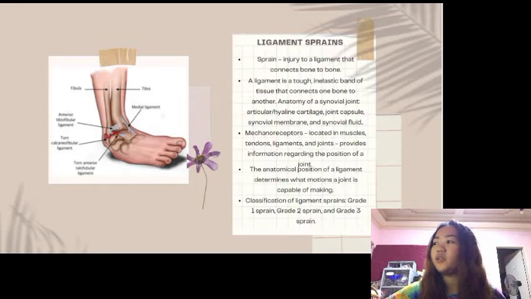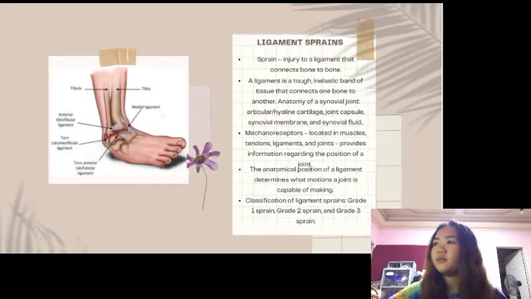The types of classification of ligament sprains are grade 1 sprain, grade 2 sprain, and grade 3. In a grade 1 sprain, there is stretching or slight tearing of the ligament with mild tenderness, swelling, and stiffness. The ankle feels okay and it is possible to walk with minimal pain. The grade 2 sprain is a more severe sprain, an incomplete tear with moderate pain, swelling, and bruising.